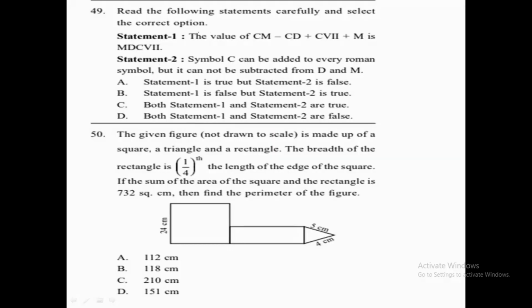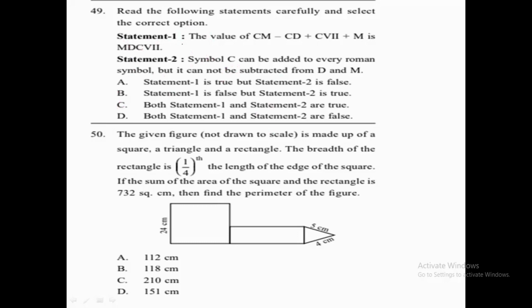Okay, students. So now let's move towards our question number 49. Question number 49 says that we need to go through the statements carefully. And on the basis of these statements, we need to select our correct option. So let's quickly go through the statements first.